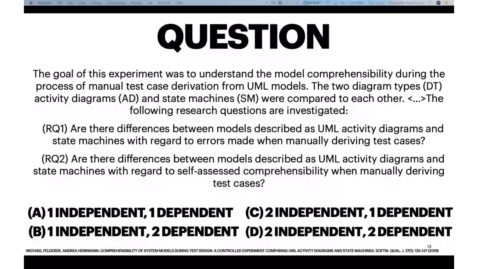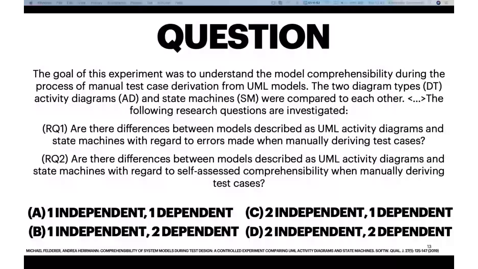Okay, let us publish the results. So we got 1 A, 5 Bs, 3 Cs, and 2 Ds. So good news is that the majority has actually chosen the right answer, 1 independent and 2 dependent variables.